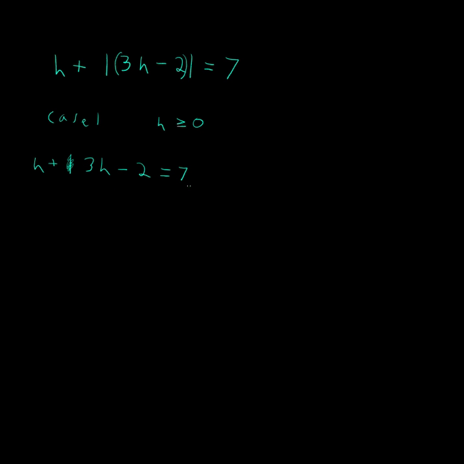And now we can solve this like we'd solve any equation. Step 1, we simplify, so we get 4h minus 2 equals 7. Step 2, we isolate our variable, so we add 2 to both sides to get 4h equals 9. And step 3, we use the division property to get h, which is 9 over 4, the same as 2 and 1/4. So this will give us our h when h is greater than or equal to 0.